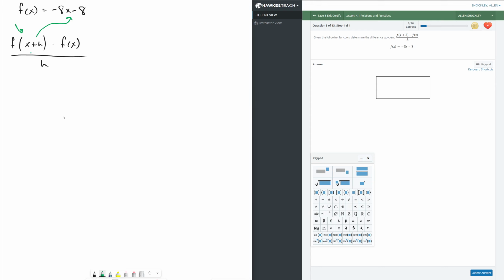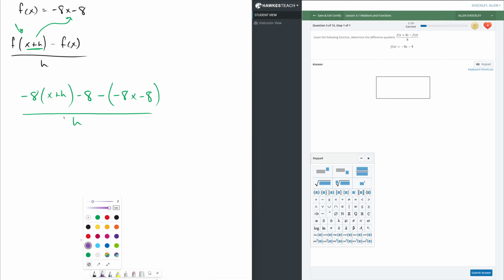So the first thing we're going to do is just write our function out. And we're going to start by saying -8. And normally we're supposed to write x, but instead of writing x, what we're going to do is write what we have in that parentheses. We're going to replace x with x plus h minus 8. So that completes this first part. Then we need to do the rest of this. So we're going to say minus, and we're going to drop in my function. My function again is negative 8x minus 8, all divided by h.